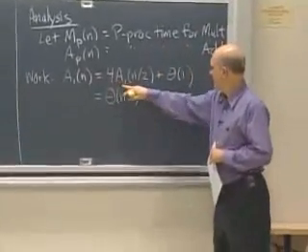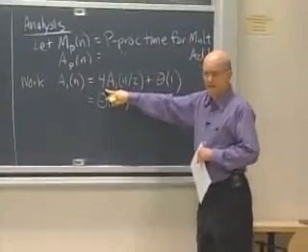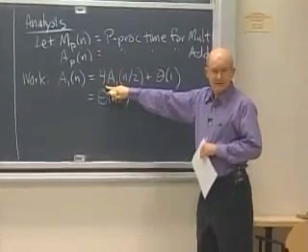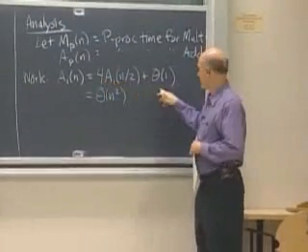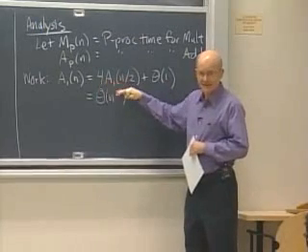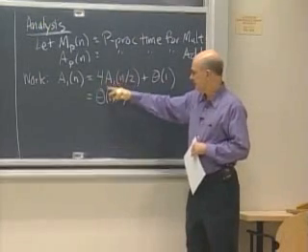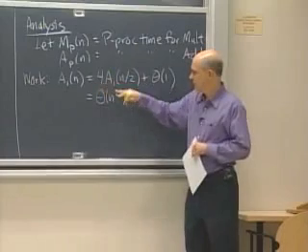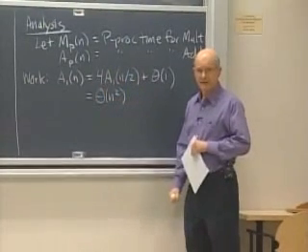Yeah, master method. So n to the log base 2 of 4 is n squared. Compare that with order 1. This dramatically dominates. So this is the answer: n to the log base 2 of 4, n squared.